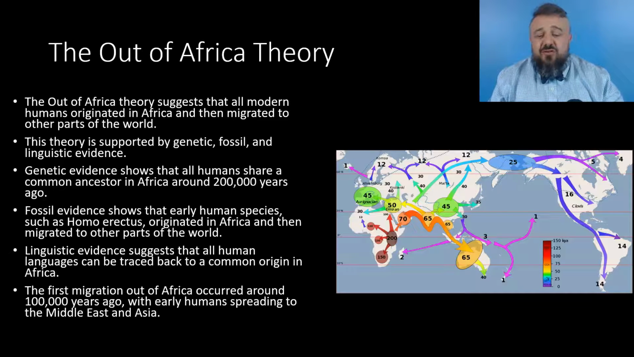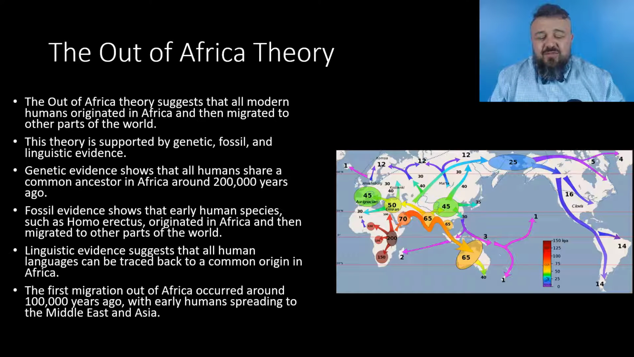The genetic evidence shows that humans share a common ancestor about 200,000 years ago from Africa. The fossil evidence shows that all of our early human species, such as Homo Erectus, Australopithecus, etc., originated in Africa and then migrated from there to other parts of the world. Our linguistic evidence suggests that all human languages can be traced back to a common origin in Africa. That one's probably a little bit beyond the scope of our lesson, so we'll touch on that, but not too much. And the first migration out of Africa occurred around 100,000 years ago.